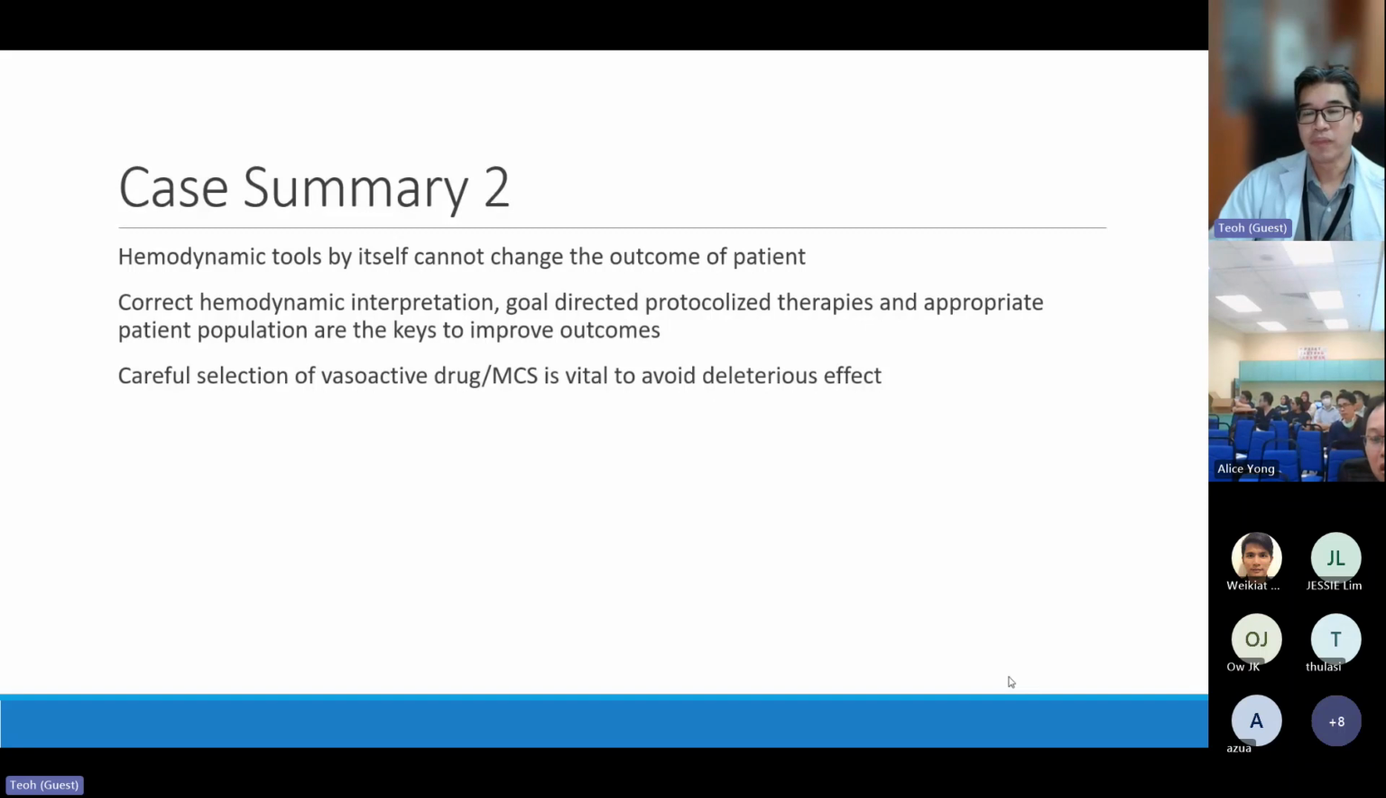Write it in the algorithm. Although I would say it's not one size fits every patient, you try to think common sense and then work it out in a rational way. I think definitely you can save the patients. And of course, you need to pick the appropriate patient populations, which hemodynamic tool for which patient. With that, I would say you can improve the outcome of the patients. And very, very important, a careful selection of vasoactive drugs, including mechanical support, is very important to avoid the side effects from the medicine.